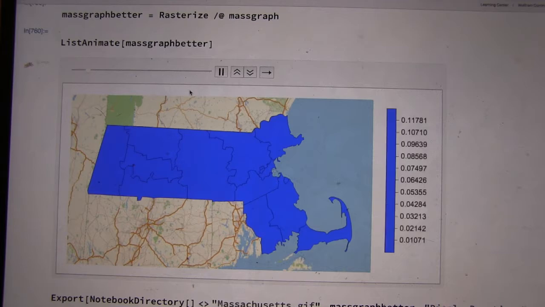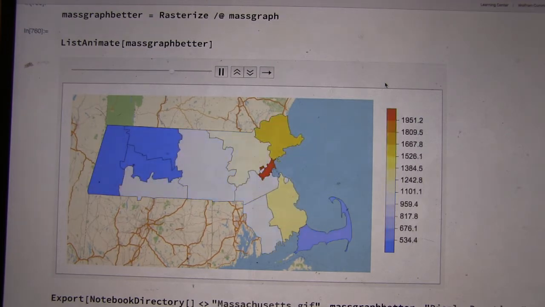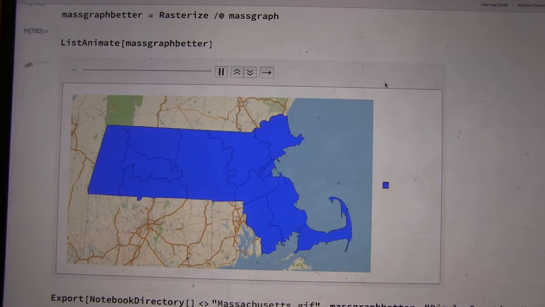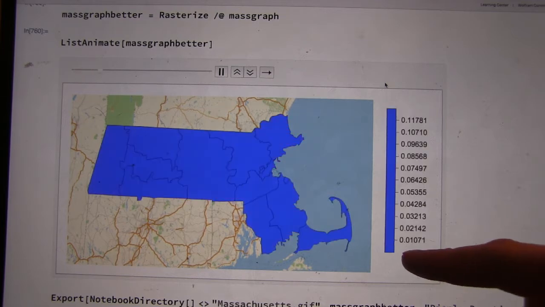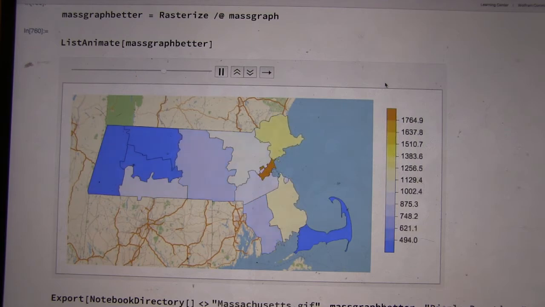So here is a map of how the virus spread across Massachusetts. This is the number of cases by county, weighted by population. All right. So I'll just let this run. So blue is basically 0, and red is 2,500 cases per 100,000 people. All right. So what do you notice when you see this?